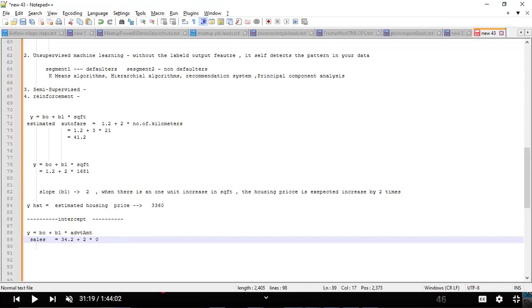Okay, and the slope is 2. And let's say your manager asks, okay, if I don't advertise anything, what is going to be my sales? In that kind of situation, the intercept plays an important role. The average expected sale is 34.2 if you don't invest any money on the advertisement.